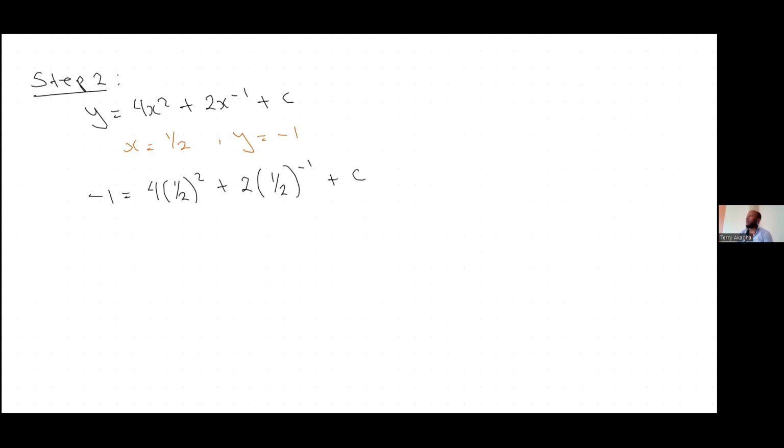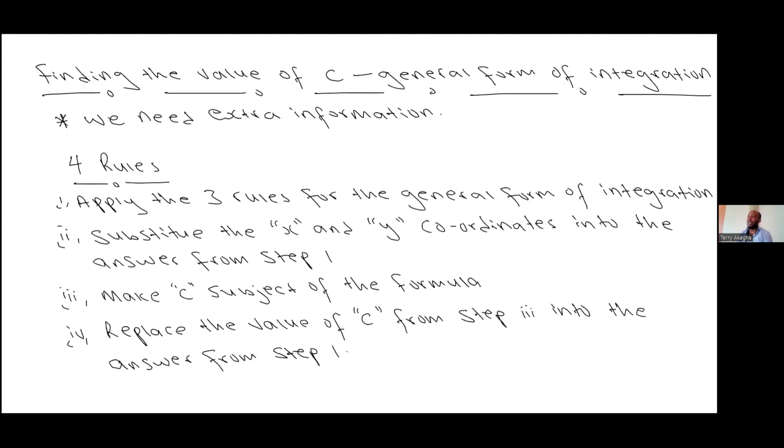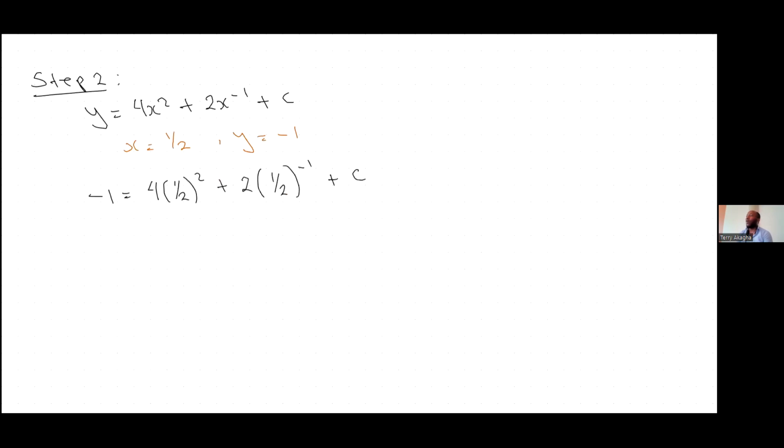And in step 3, we're told to make C the subject of the formula. So to make C the subject of the formula, I'm going to take all this to the other side. So minus 1, you take this to the other side, it's going to be minus 4, 1/2 squared. Then 2, take it to the other side, minus 2, 1/2 minus 1 is equal to C. So when you press all this in your calculator, your C should be equal to minus 6.